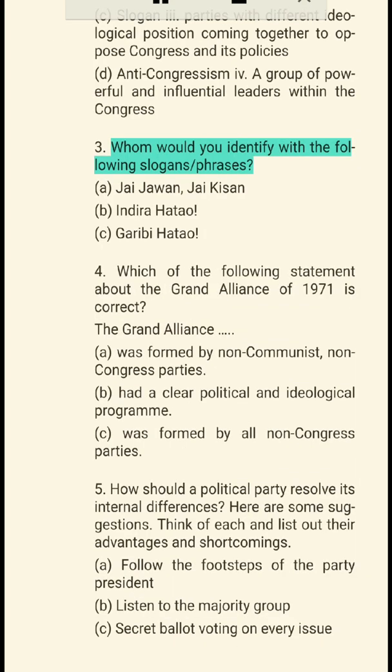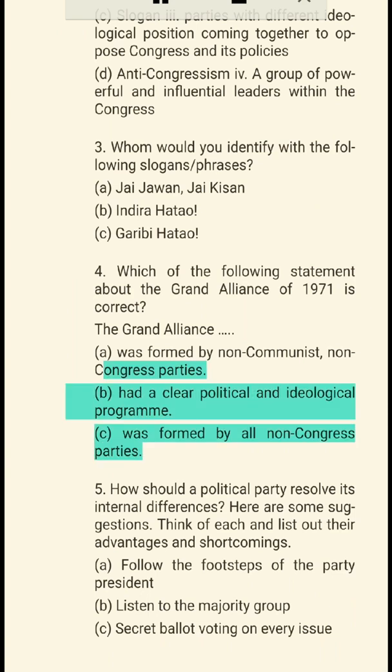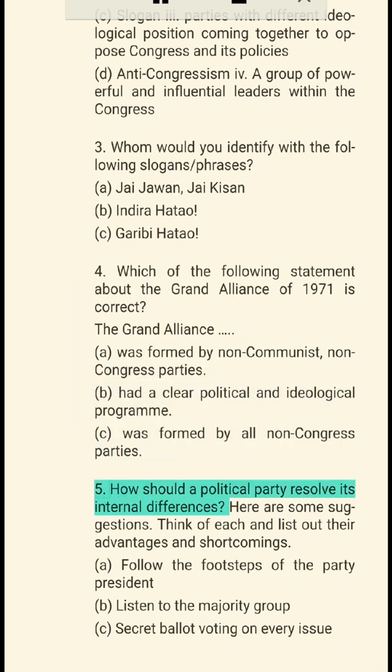3. Whom would you identify with the following slogans, phrases? A. Jai Jawan, Jai Kisan. B. Indira Hatao. C. Garibi Hatao. 4. Which of the following statements about the Grand Alliance of 1971 is correct? A. The Grand Alliance was formed by non-communist, non-Congress parties. B. Had a clear political and ideological program. C. Was formed by all non-Congress parties.